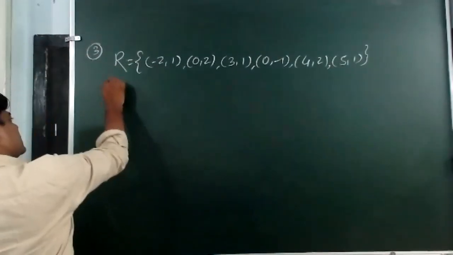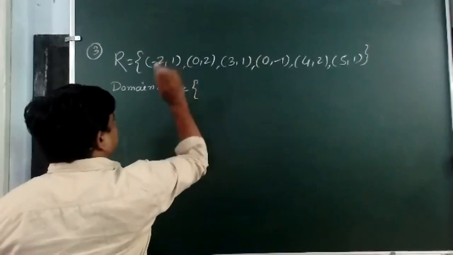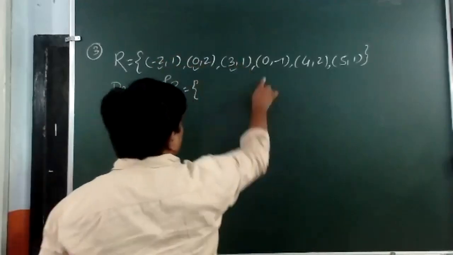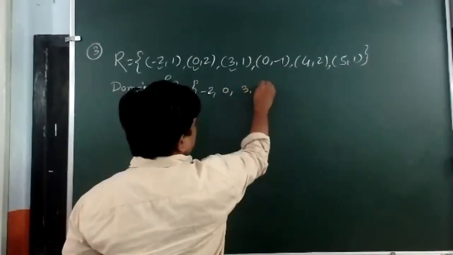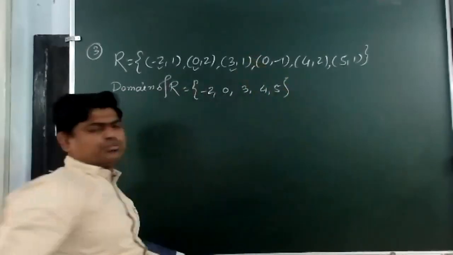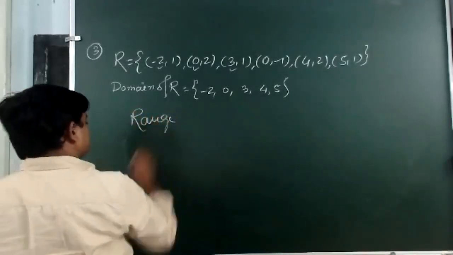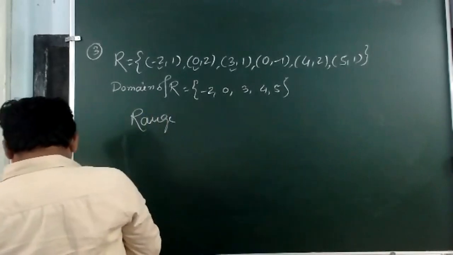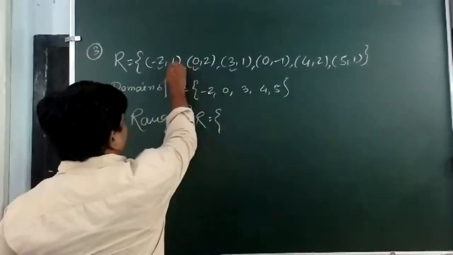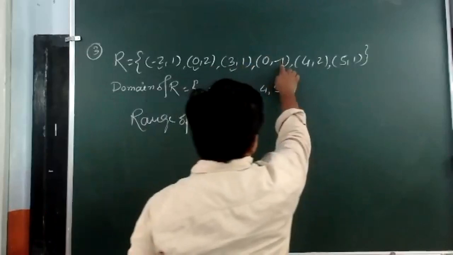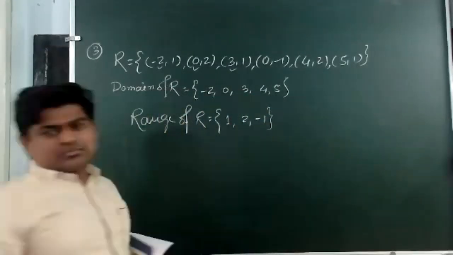And what do I write here? The domain of R can be written as this one, this one, this one. Now 0 is going to repeat, so: -2, 0, 4, and 5. This is true. If I'm talking about the range, it is the set of second elements, so what can I say? 1, -1, 2, and -2.